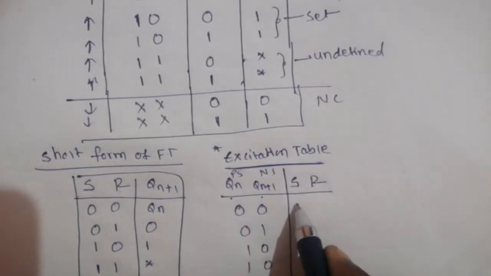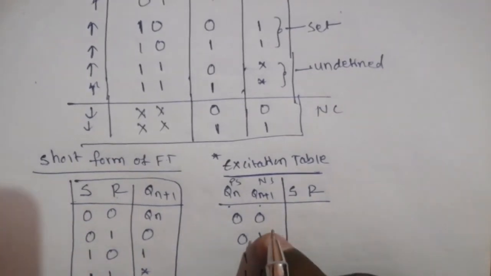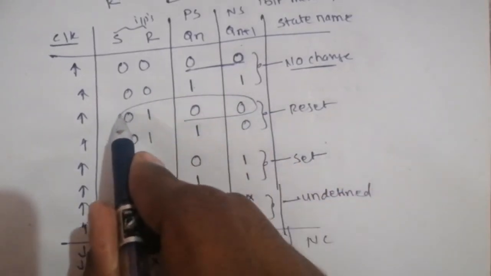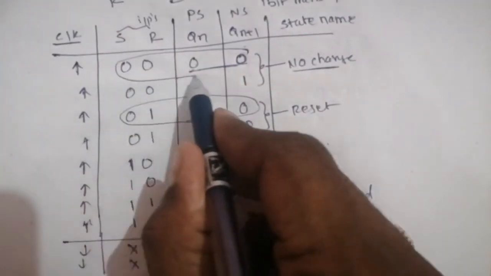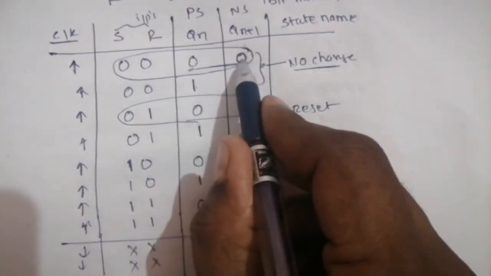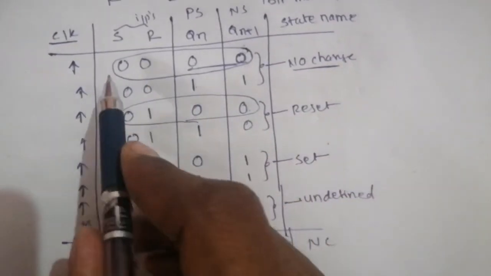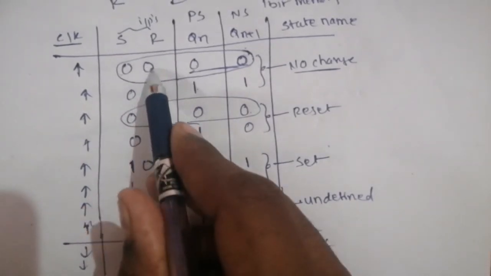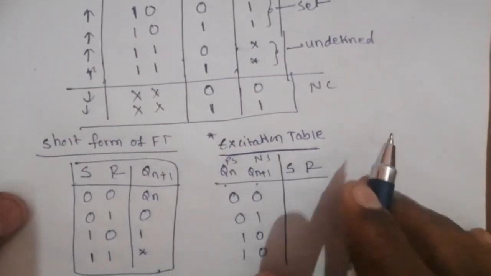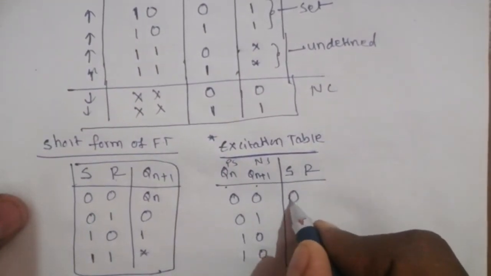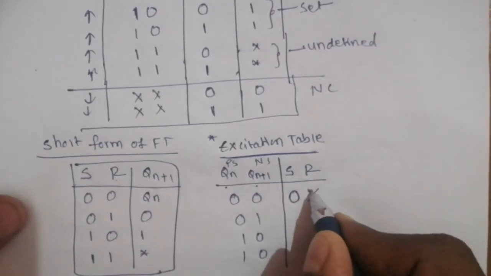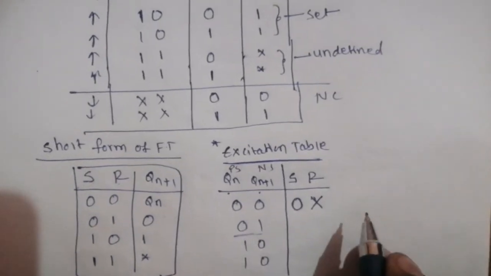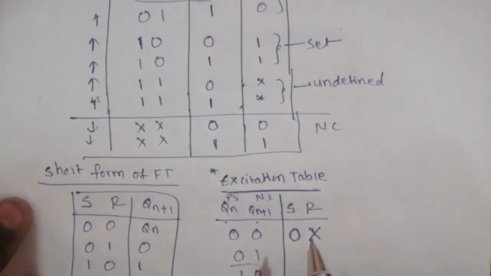If it is 0, 0, how will the inputs appear? You can check from the truth table: there are two conditions, 0, 0. For these two conditions, Qn is 0 and Qn plus 1 is 0. In these two conditions, S will be 0 only, R is changed; here 0 is there, here 1 is there. So you can write S is not changed, 0 only, R is changed, don't care, so you can consider 0X.